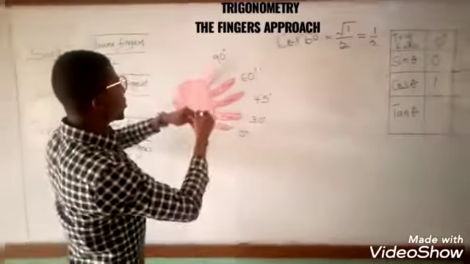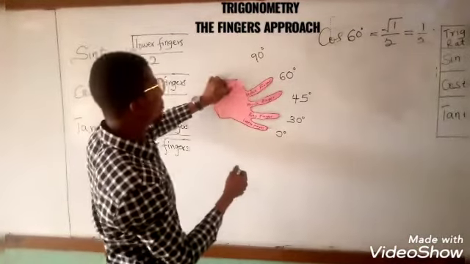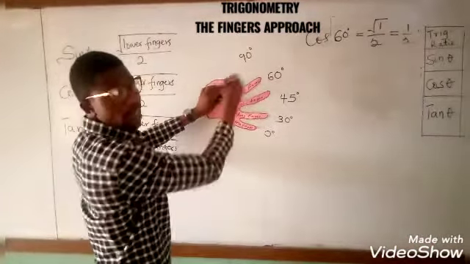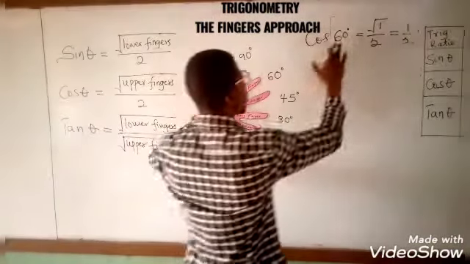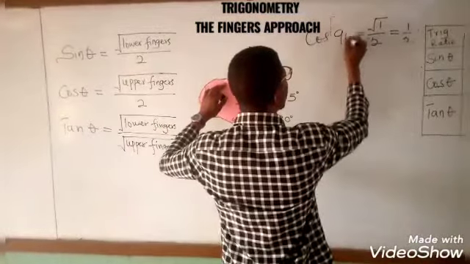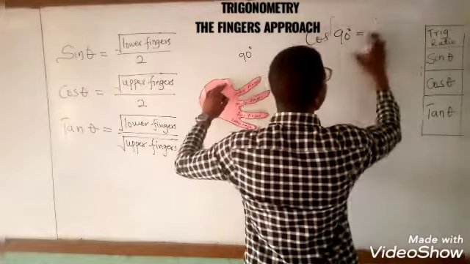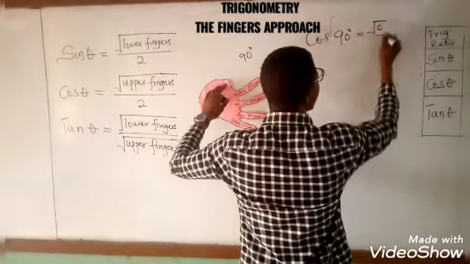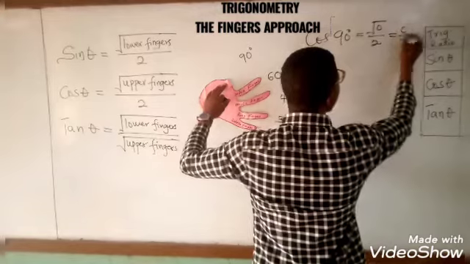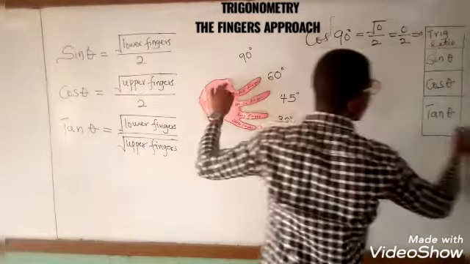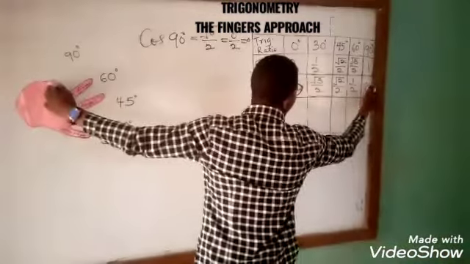Cos 90 degrees. We have no finger found at the top. So cos 90 degrees is root 0 divided by 2. So at the end of the day, 0 divided by 2 gives us 0. So cos 90 is 0.